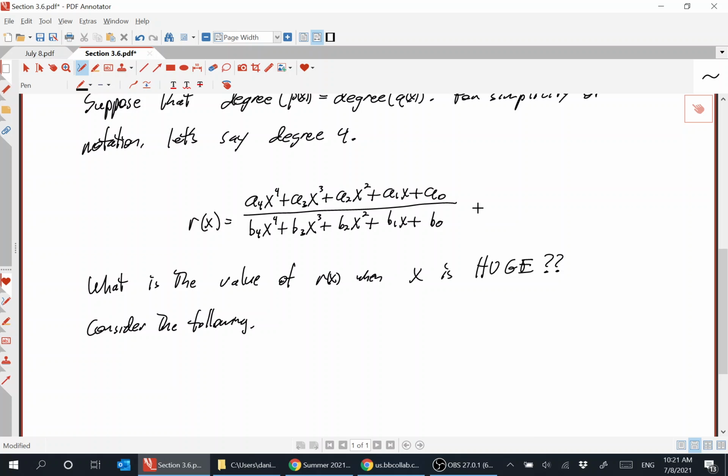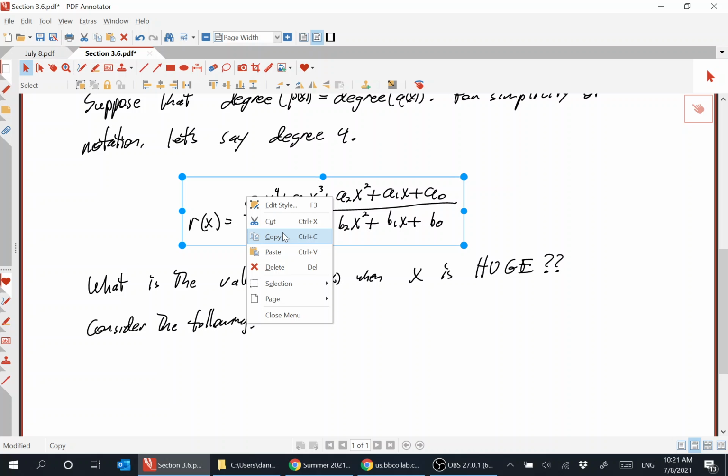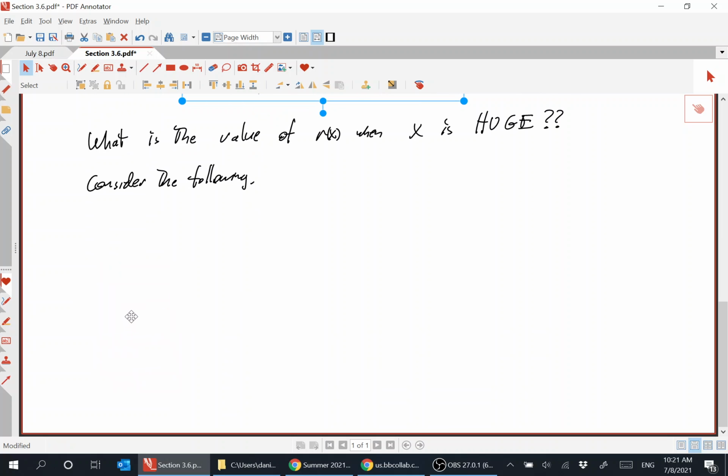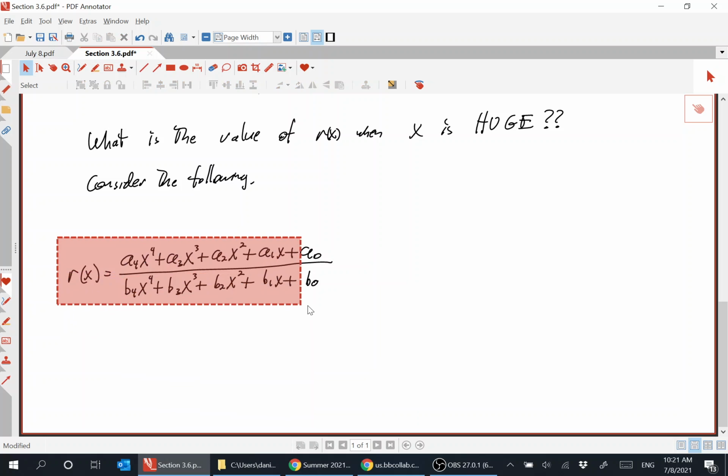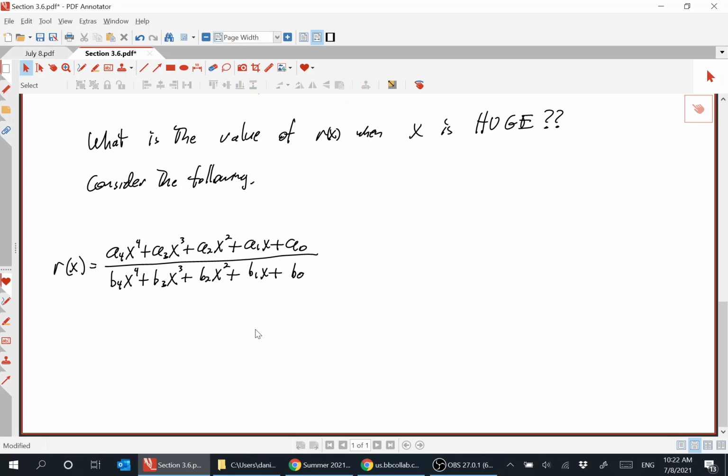Take r, and what I'm going to do is multiply it by 1. But I'm going to write 1 like this: 1 over x to the fourth over 1 over x to the fourth, looking like such.